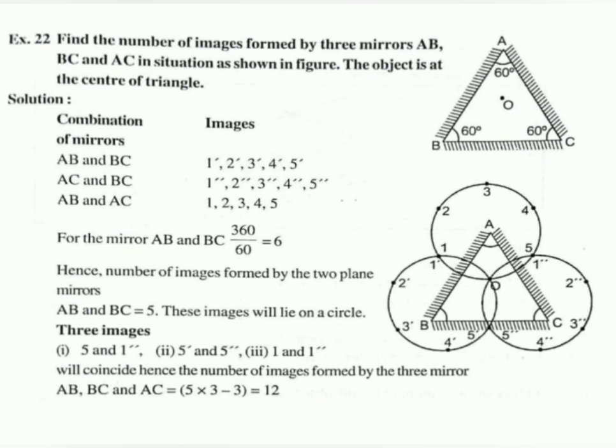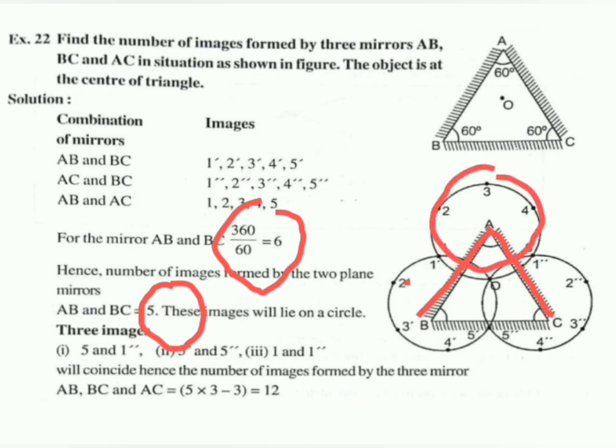See, if I consider the mirrors AB and AC, the number of images is 360 by 60, which is 6. And since it is an even number, we have to subtract 1. So the number of images formed will be equal to 5. So the set of two mirrors is forming 5 images. And look at those 5 images which are numbered as 1, 2, 3, 4 and 5. All of them are on a circle.